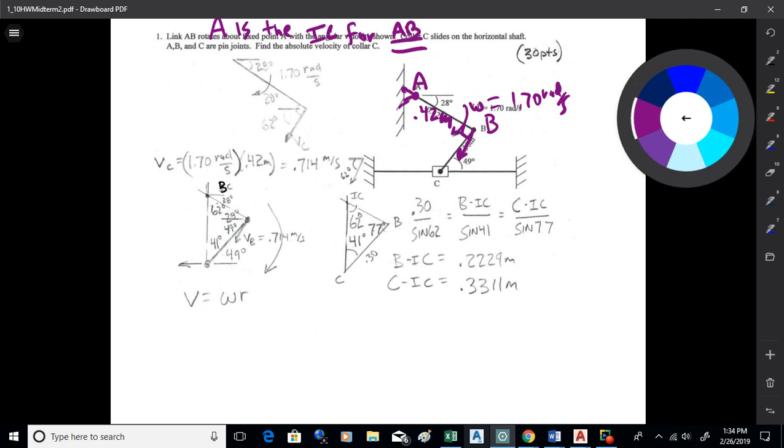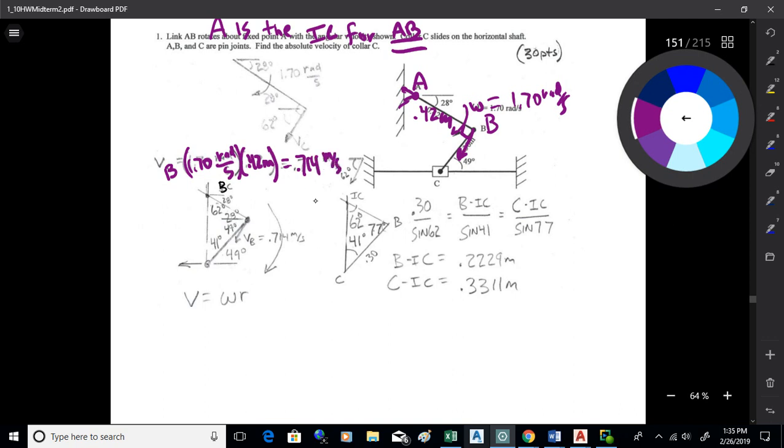Okay, so what you want to do is find the velocity of B, okay? So to find VB, and it does look like I've got this mislabeled, that should say VB there, is 1.7, which is the angular speed, times the 0.42 meters. And what that is 0.714 meters per second. And that's going down like that.